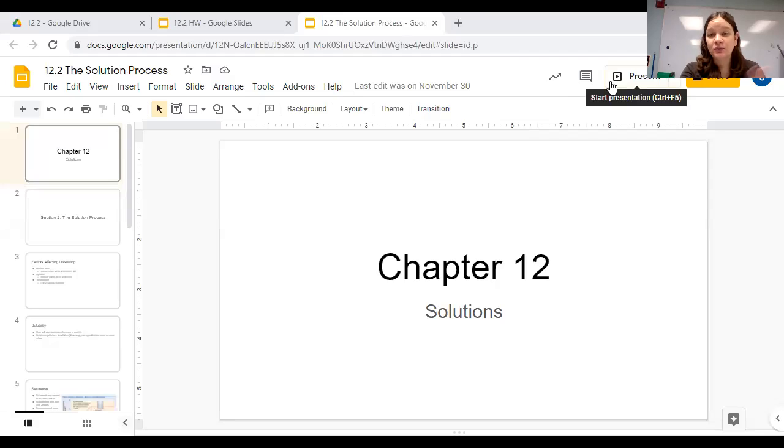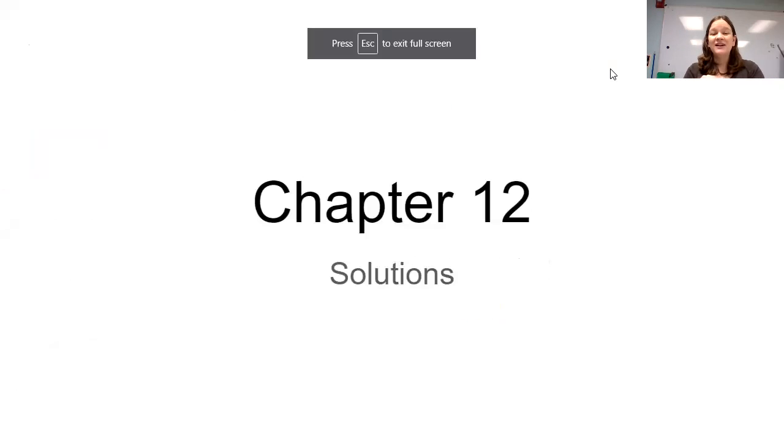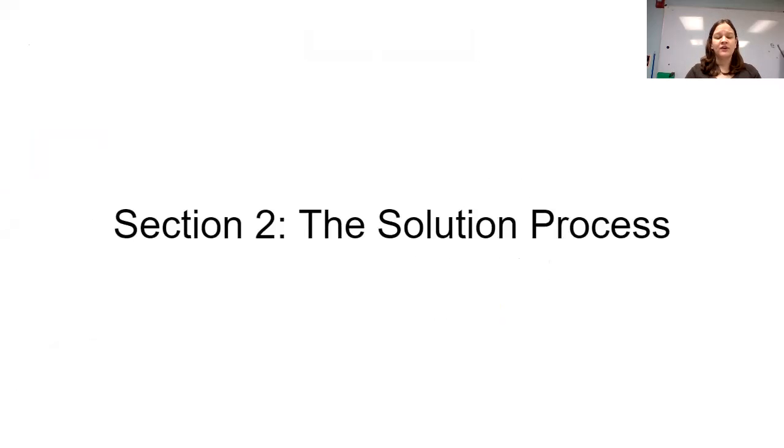This is chapter 12, lesson 2. This one is called the solution process. So it's going to be real similar to what we did yesterday or the day before, whenever you did the last lesson. I don't know. So here what we're going to look at is ways to affect the solution process, different factors that can affect the rate at which something will dissolve.